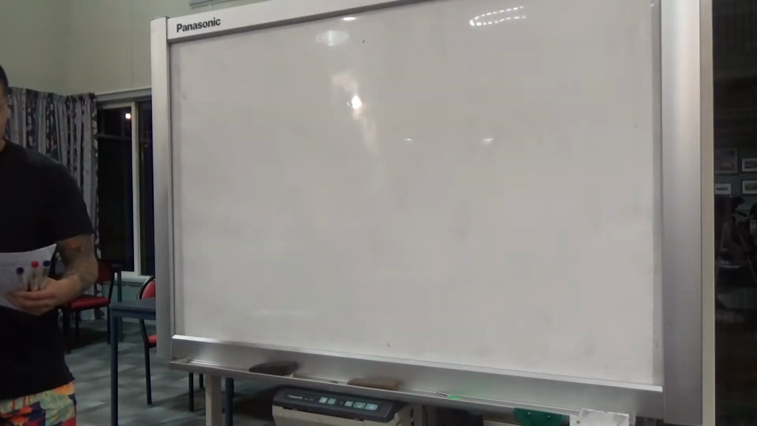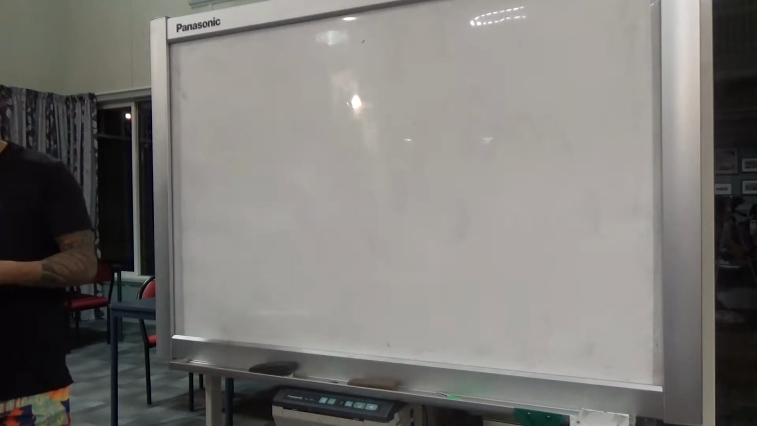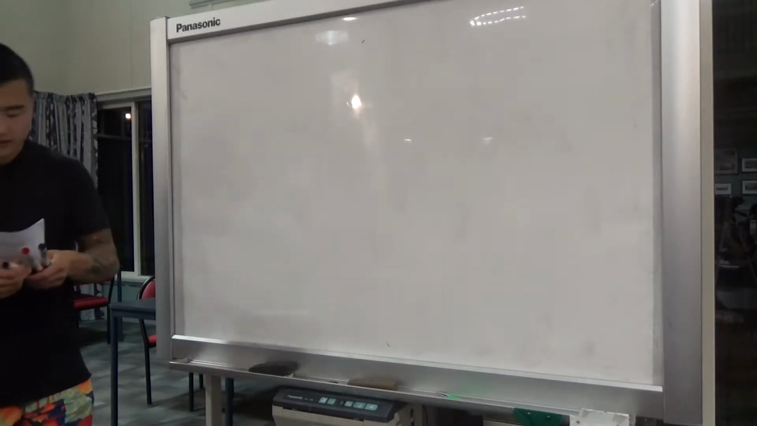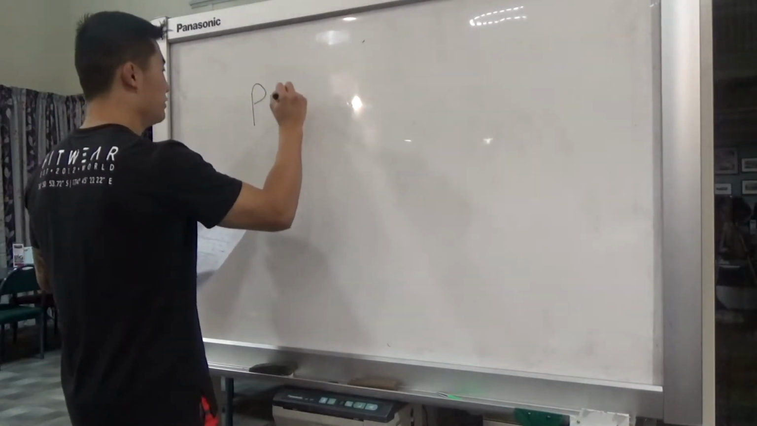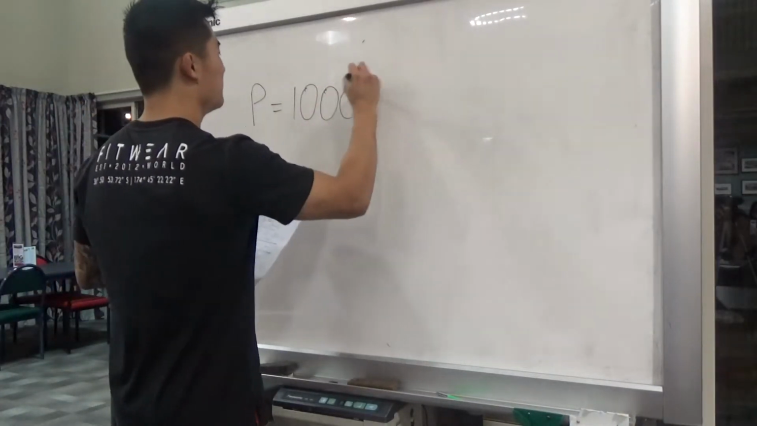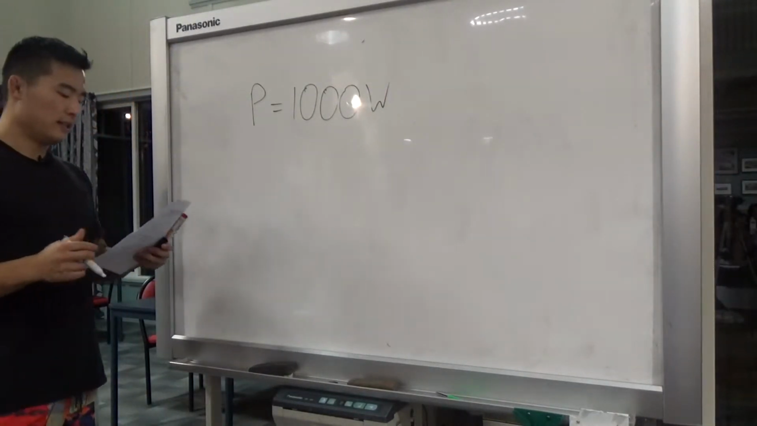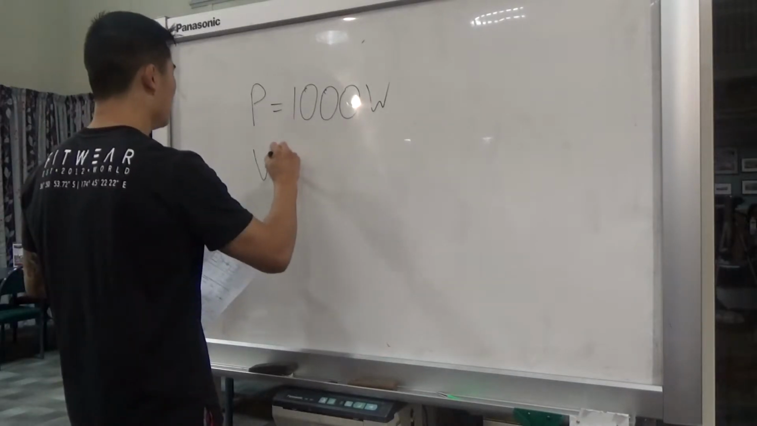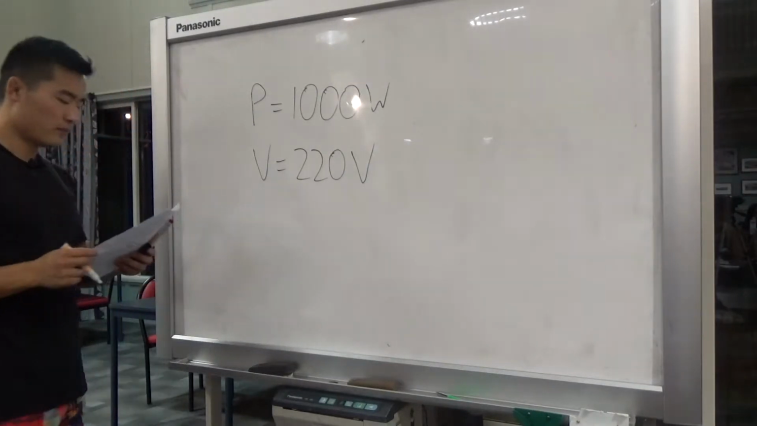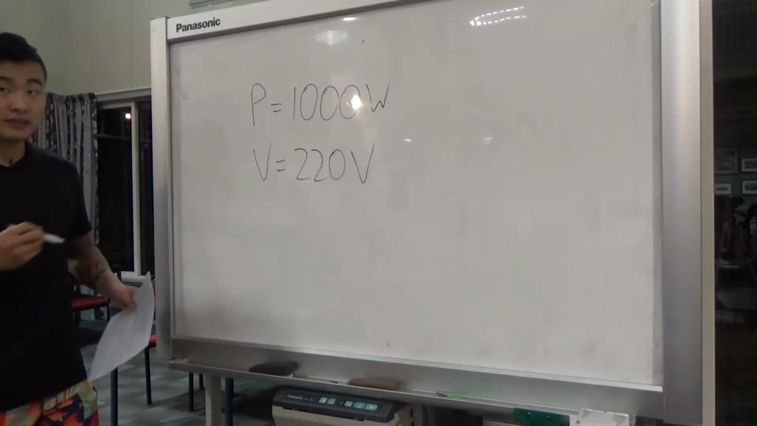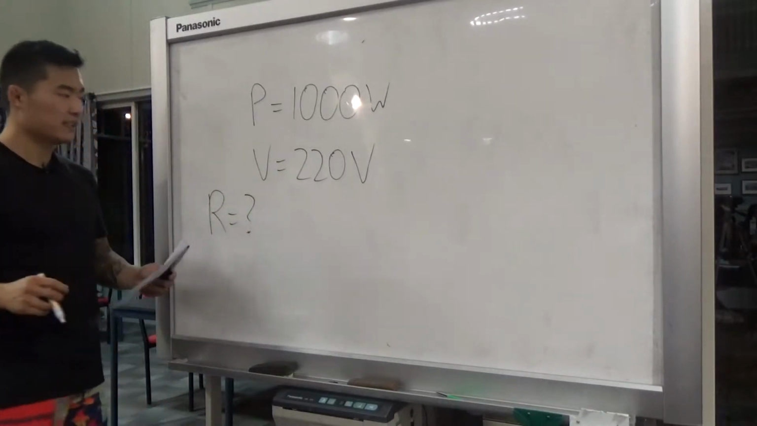Our next question, we have an electric heater designed to output 1 kilowatt of power with a 220 volt power supply. So that's P is equal to 1,000. Remember that has to be in watts, not kilowatts. Our voltage is 220 volts. And so we want to find out what the resistance is going to be. So resistance is equal to question mark.